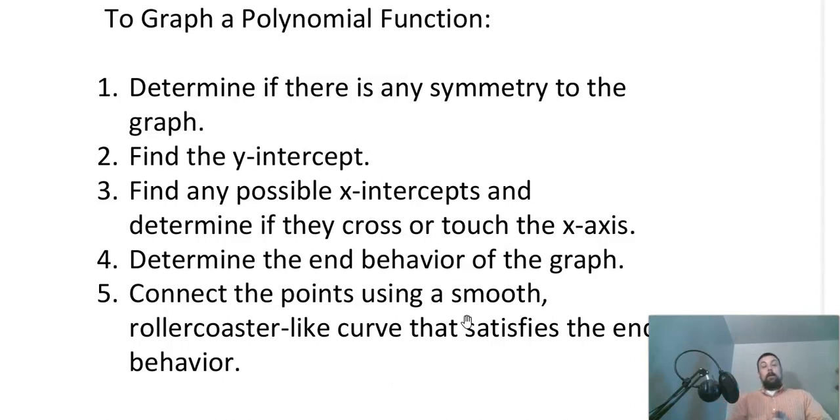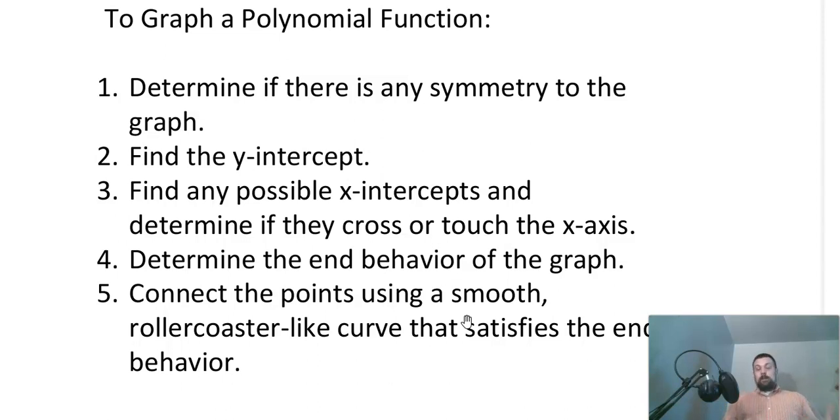So for example, symmetry we talked about in chapter 2. And the two types of symmetry that we will be looking for in this section are symmetry to the y-axis, which occurs if we have an even function, and symmetry to the origin, which occurs if we have an odd function. So those were topics discussed in chapter 2. We didn't really do much with them, but we are revisiting them in this section.